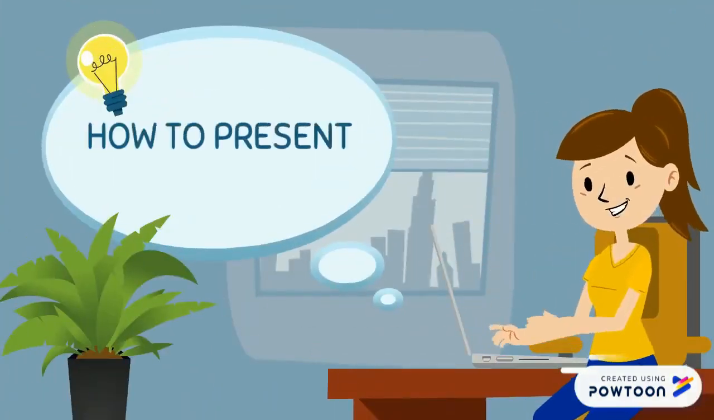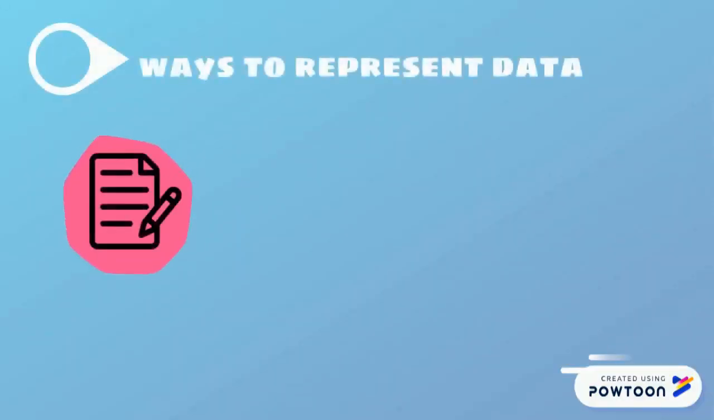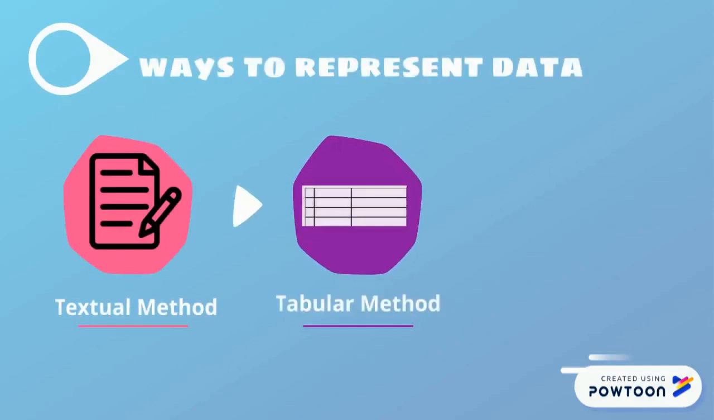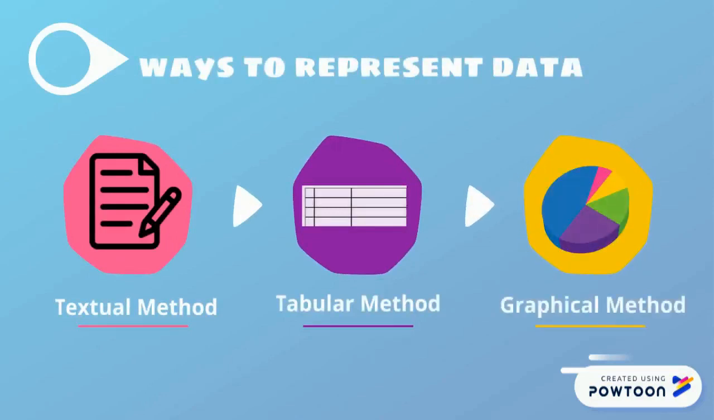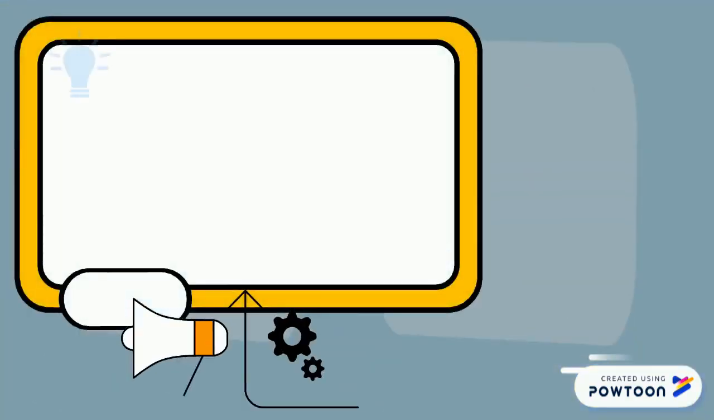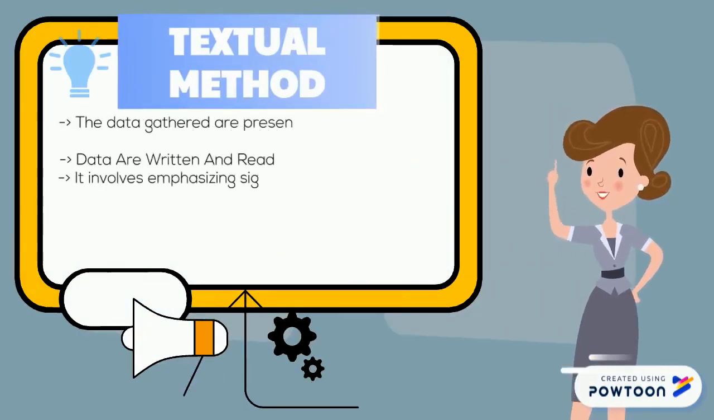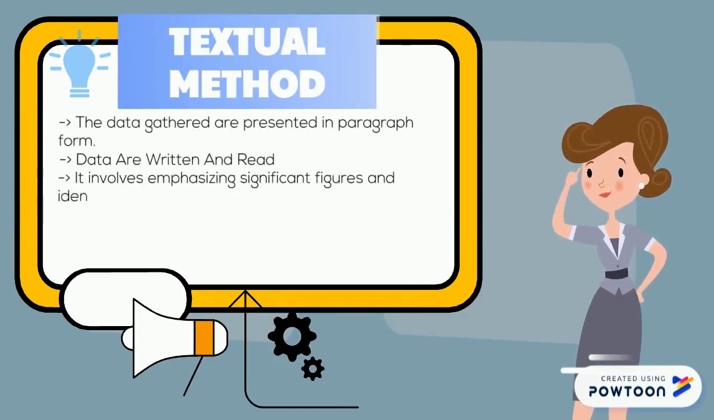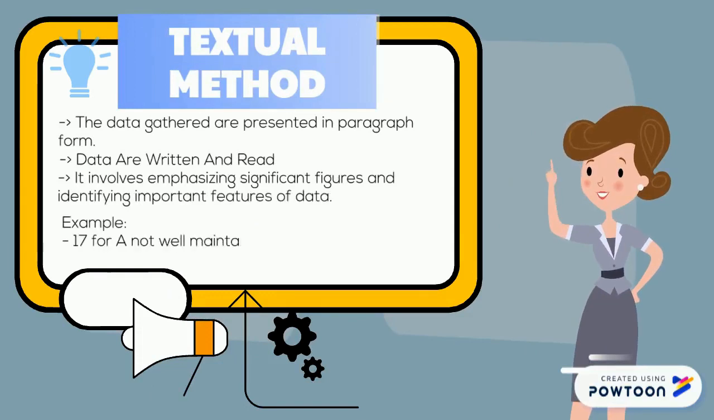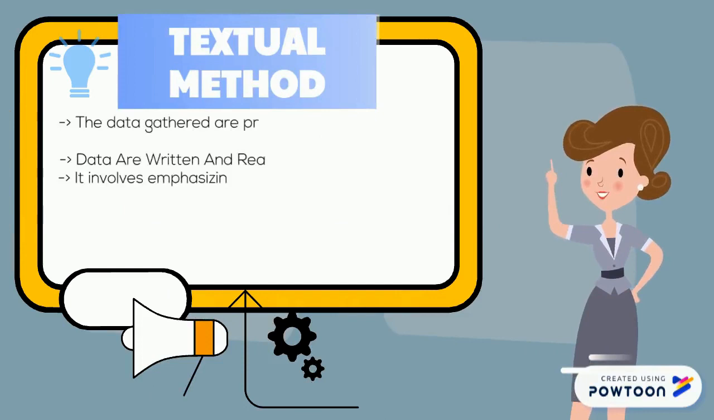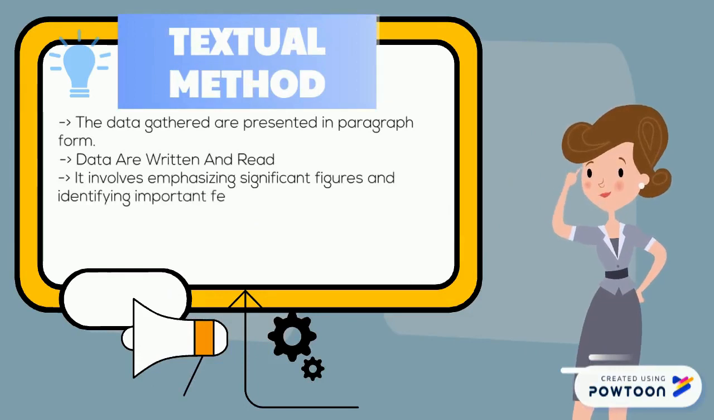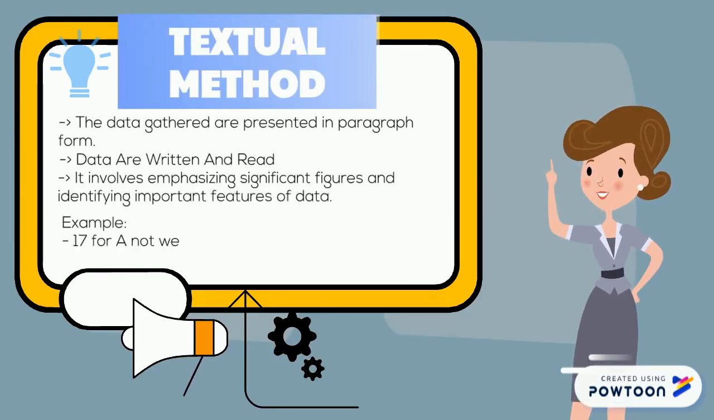How to present data? Ways to represent data: 1. Textual method. 2. Tabular method. 3. Graphical method. Textual method. Data can be presented using paragraphs or sentences. It involves enumerating important characteristics, emphasizing significant figures, and identifying important features of data. For example, 17 for a not well-maintained university building.